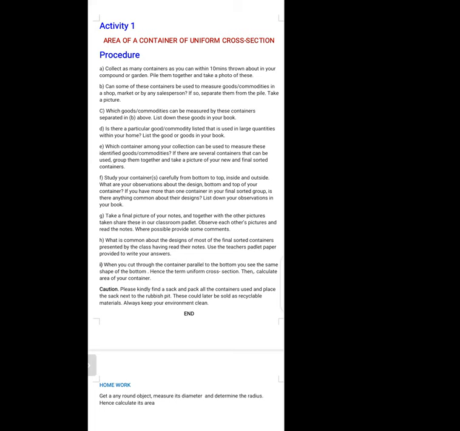Okay, so having collected those many containers as you have seen in part A, we have gathered very many of them and we don't know what they are used for or where they are used. So now part B is telling us that some of those can be used to measure commodities or goods in a shop. Some people even use them in markets, supermarkets, and even people who are always on the roads end up using those containers.